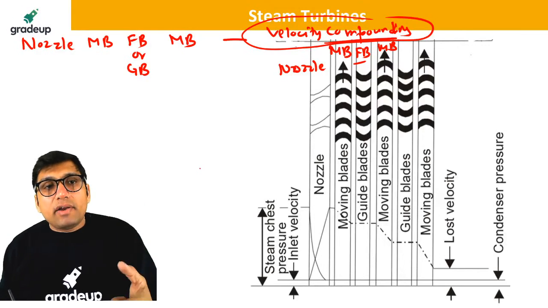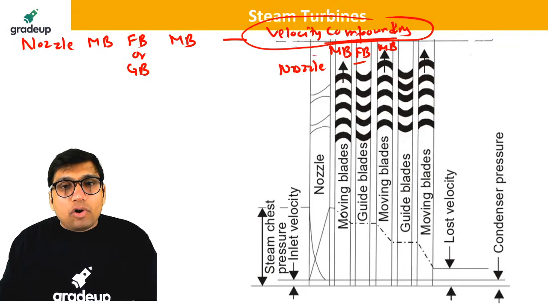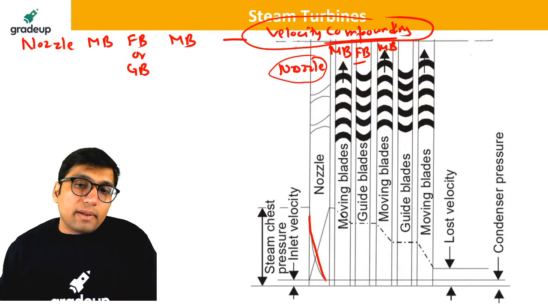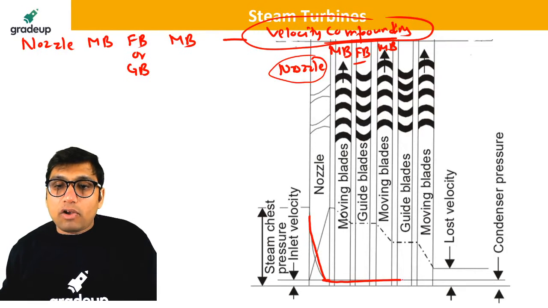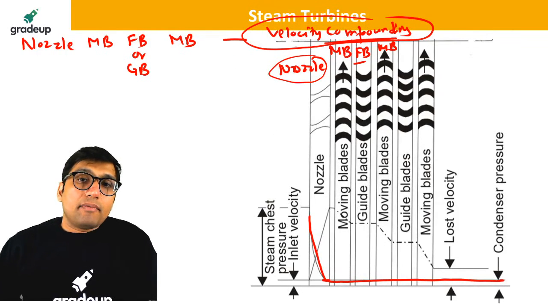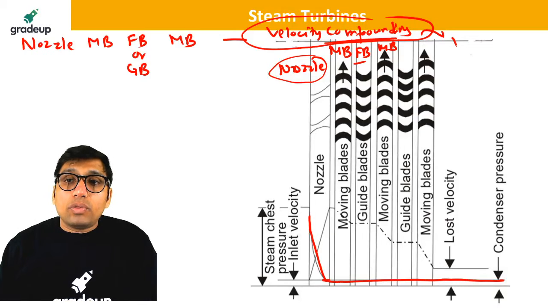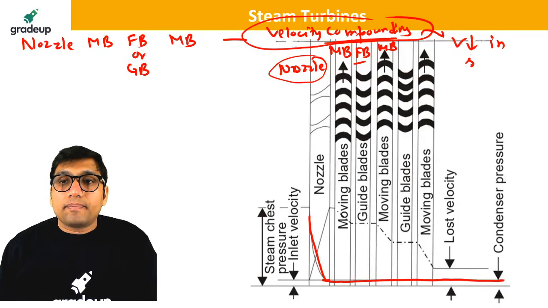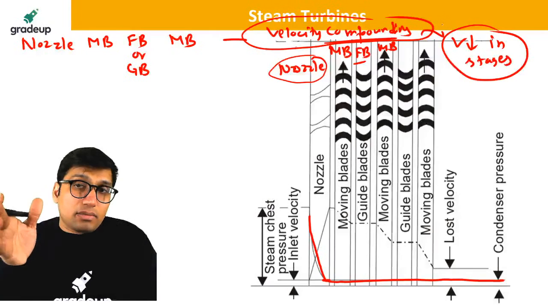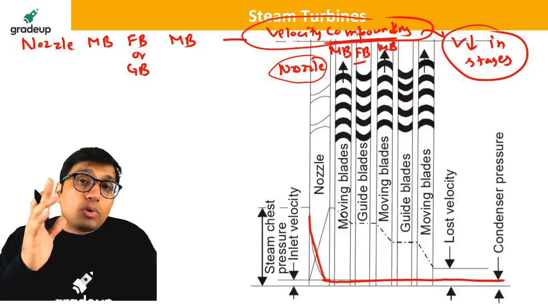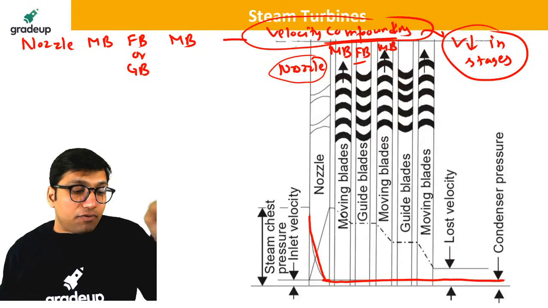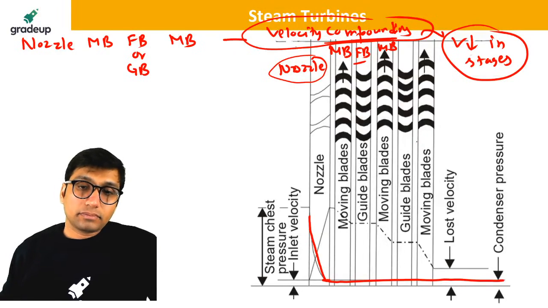So in the velocity compounding, what will happen? As you know, we are having only one nozzle. So pressure will decrease only in the nozzle, and after that, the pressure will be constant. Velocity compounding is basically used to reduce the velocity in stages, while pressure compounding is used to reduce both velocity and pressure in stages. That is the difference between velocity and pressure compounding.